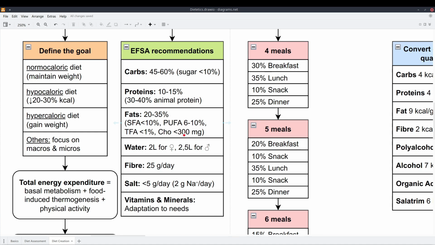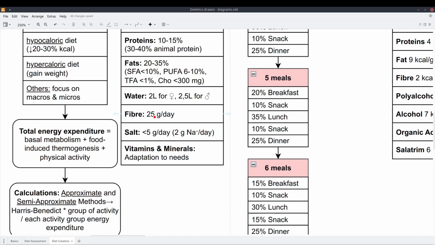Cholesterol under 300 milligrams per day. Water, 2 liters for women and 2.5 liters for men. Fiber, 25 grams per day. Salt, less than 5 grams per day, which equals 2 grams of sodium per day. And vitamins and minerals, adapted to the needs.